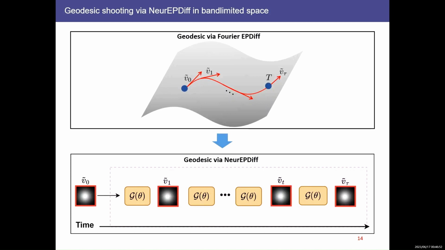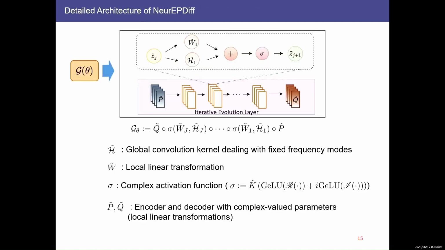Once the G theta is well learned, it can be used as a surrogate model to compute the solution of the geodesic flow from the origin to the target, given any initial velocity. Next, I will present the detailed design of the network G theta.